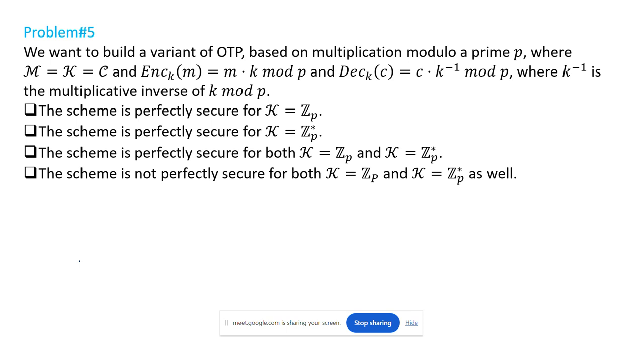Yes, that's correct. B is the answer, because as I already mentioned, except the identity element, all other elements in ZP are invertible, so you can use them as key. For the zero element you cannot invert it, so if you use k equal to 0 for encryption, you will get 0 and you can't invert it.